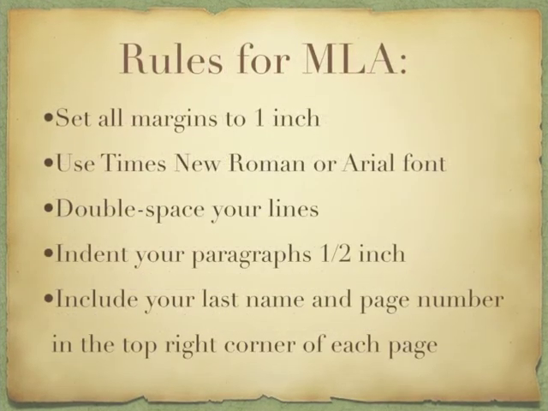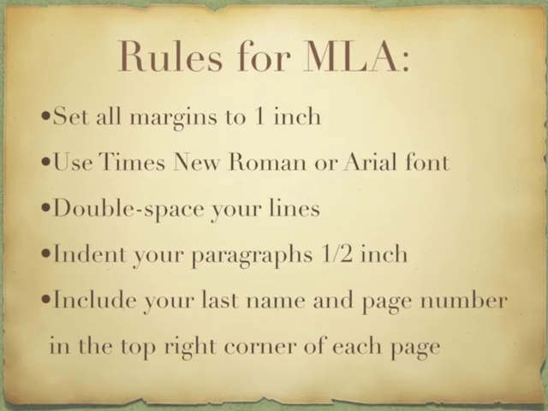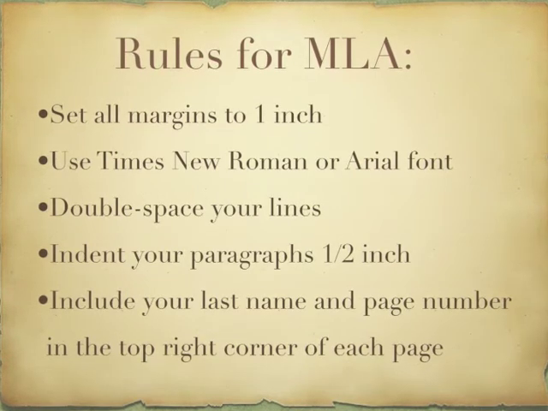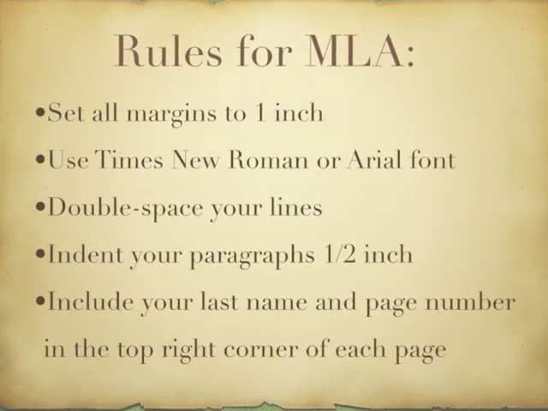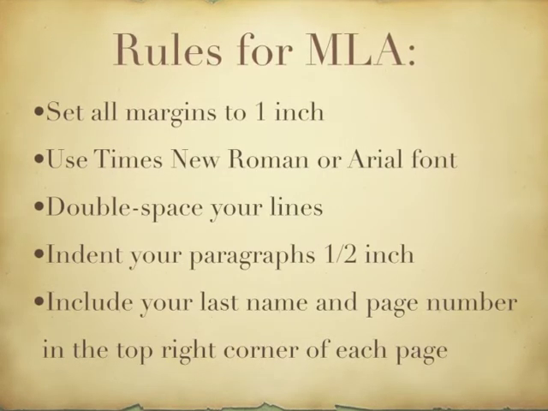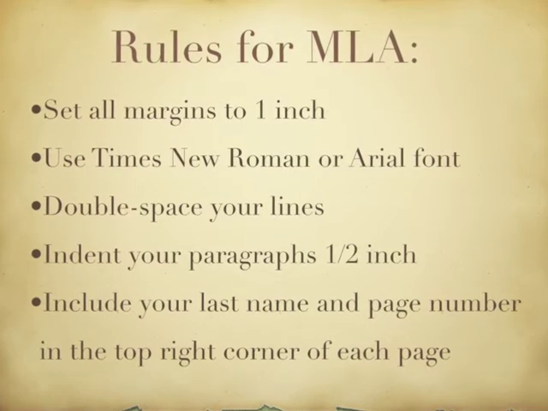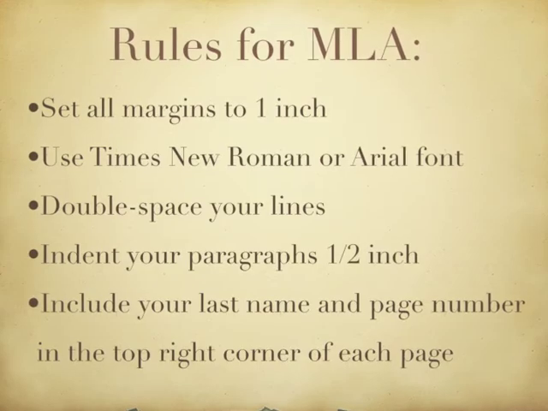There are several guidelines you need to follow when writing a report in MLA style. First, set all of your margins to 1 inch. That includes top, bottom, left, and right. Use Times New Roman or Arial for your font. Double space all of your lines. Indent your paragraphs by 1/2 inch. And include your last name and page number in the top right-hand corner of each page.